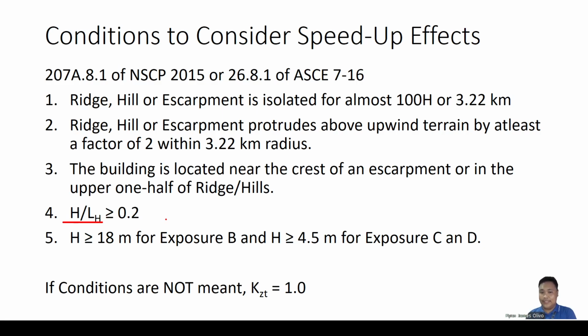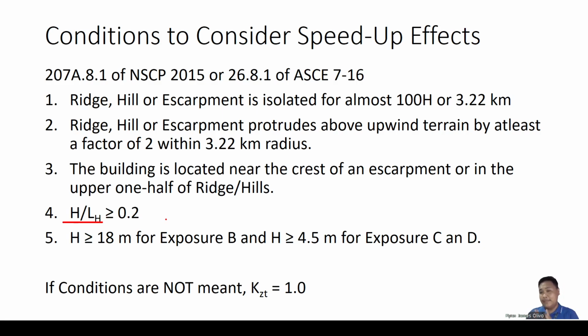LH is the distance between the foot of the, no, sorry, it's not the foot. The mid height of the escarpment or ridge to the peak or the crest. Peak or the crest meaning the uppermost, or the topmost, of the hill, the ridge or the escarpment. And the mid height is just the average between the foot of the hill, escarpment or ridge and the crest. So peak plus the foot over 2, that is the altitude of the mid height.